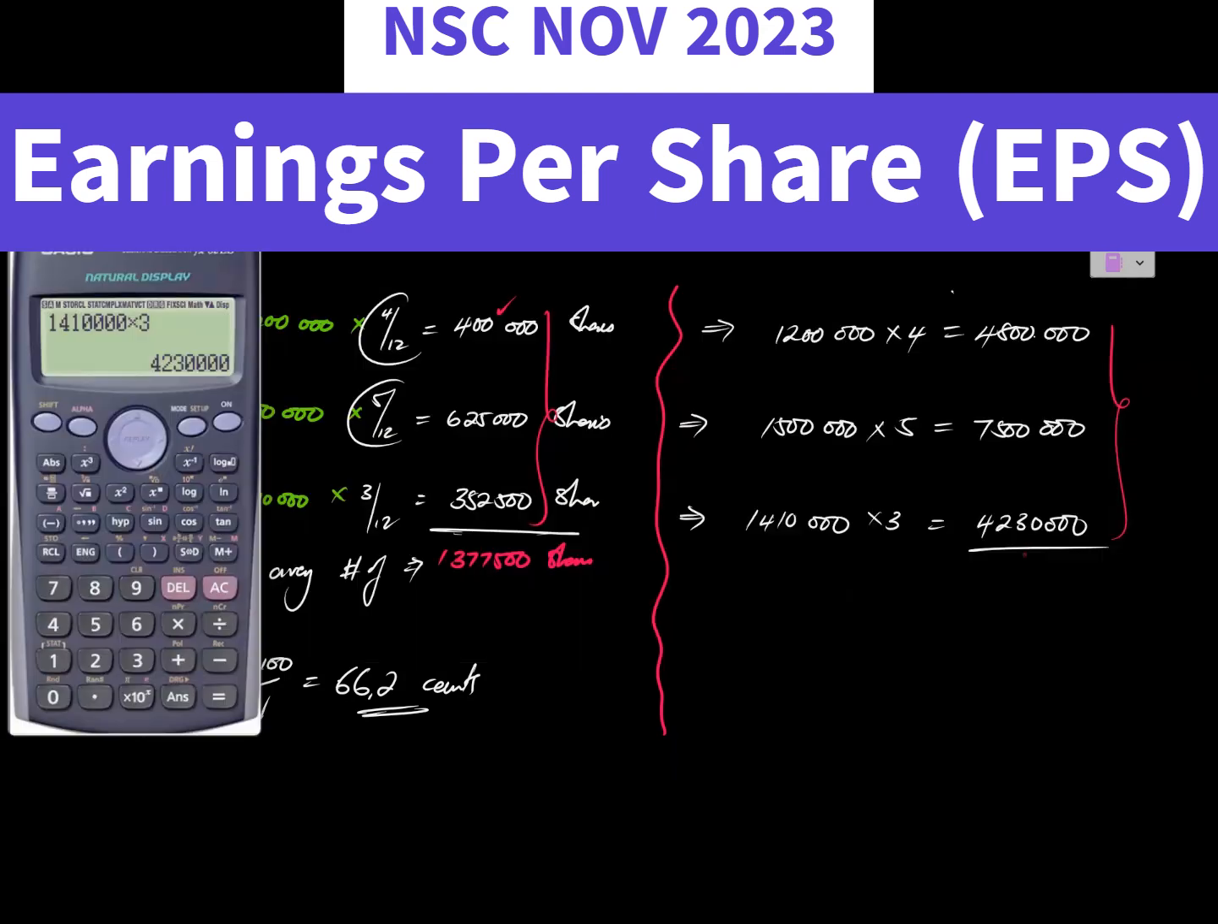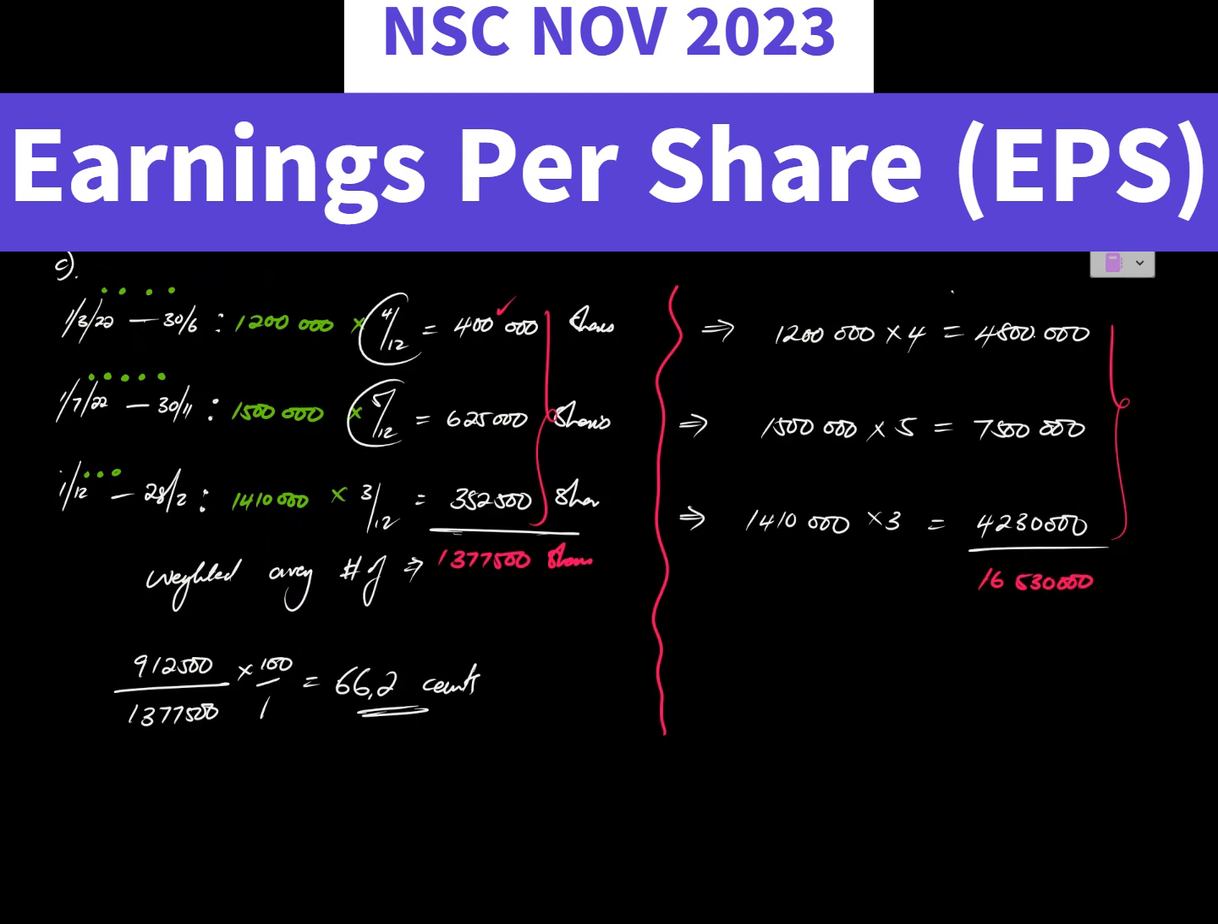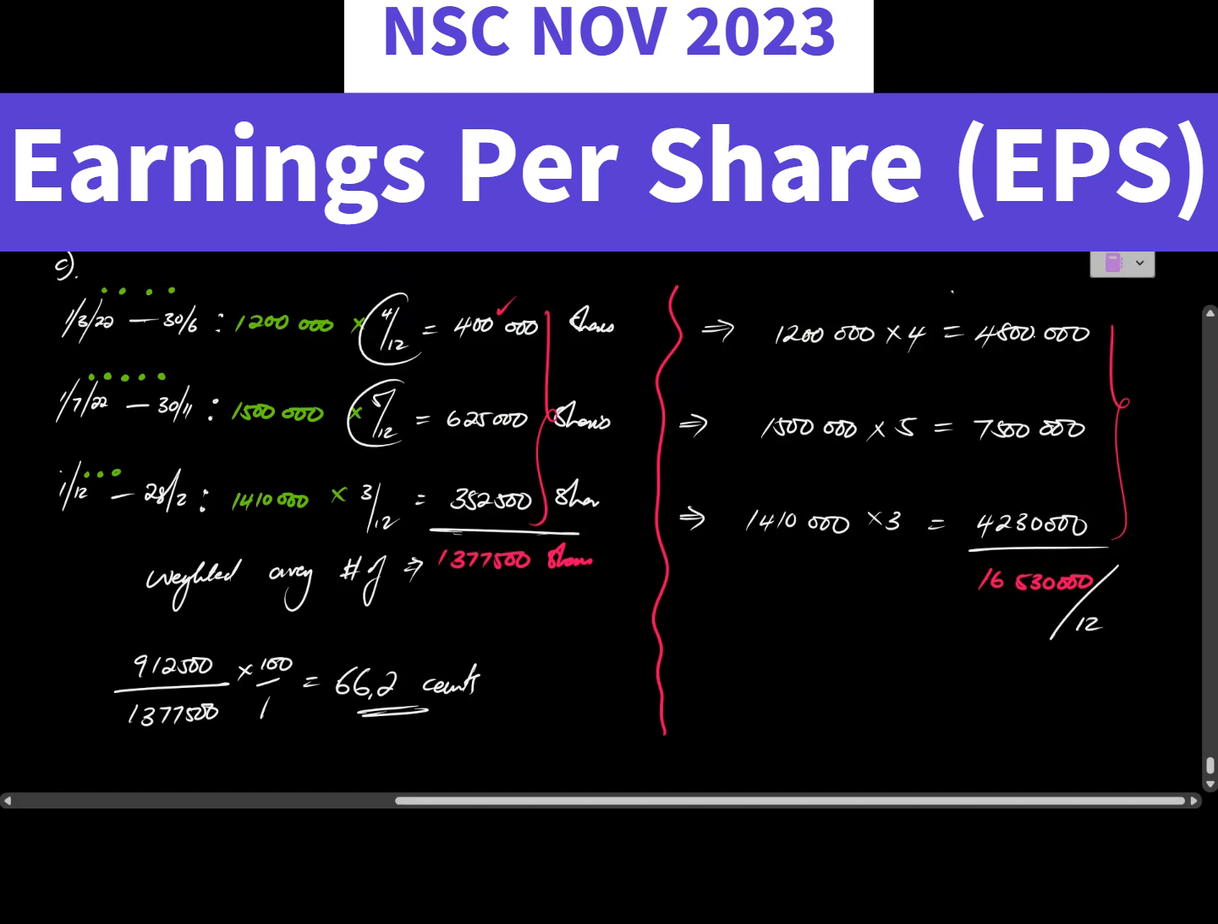And then again, we're going to add everything over here. Back to the calculator. It's going to be 4.8 million, plus 7.5 million, plus 4,230,000, and then I'm going to end up with 16,530,000. Then I take my 16,530,000 and divide it by 12.